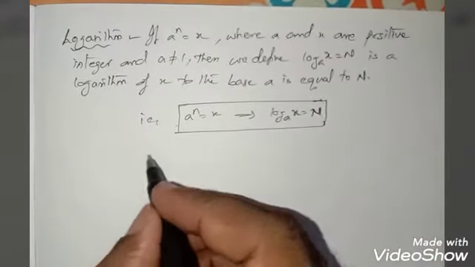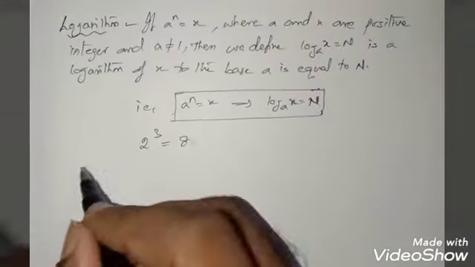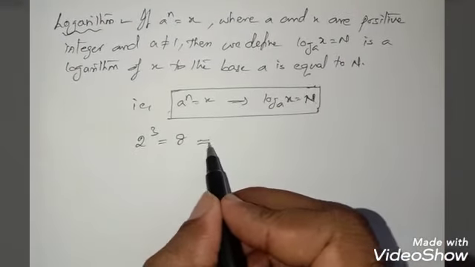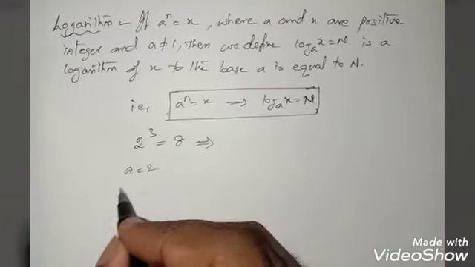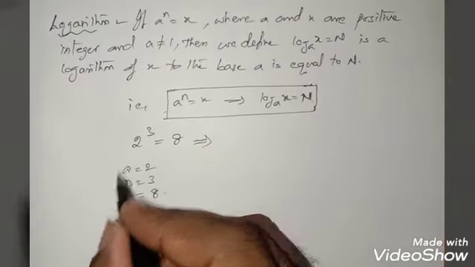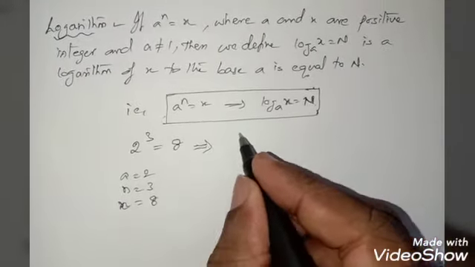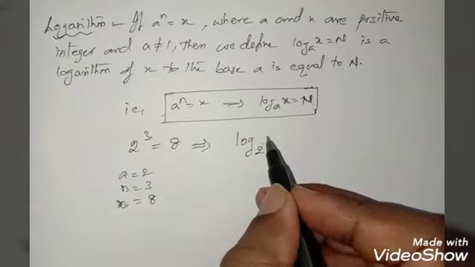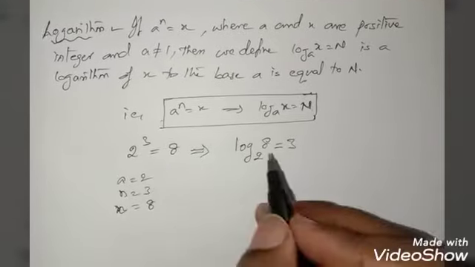If you take one example here, that is 2 to the power of 3 is equal to 8. We know that 2 to the power of 3 is equal to 8. So I need to convert this in terms of logarithms. As per the formula, if I compare, 2 is nothing but a, n is nothing but 3, and x is nothing but 8. So what is the formula here? Log base a x is equal to n. Now you can write this as log base 2 of 8 is equal to 3. Like this we are converting any exponents in terms of logarithm.